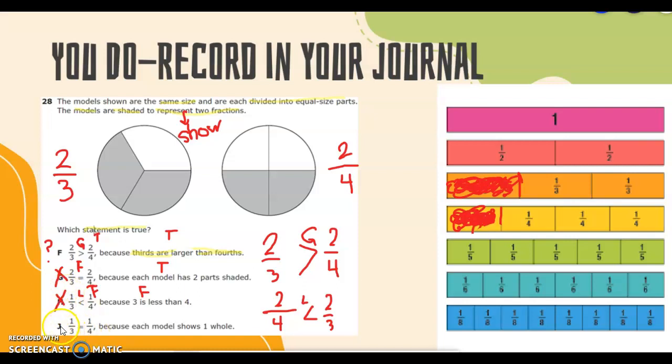Okay. And then we know that J is not true because 1/3 is not equal to 1/4. So that makes that part of our answer choice false because each model shows one whole, and the shaded part does not show one whole. So that is also false.